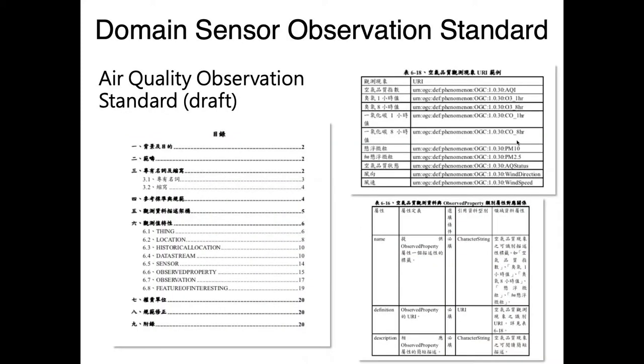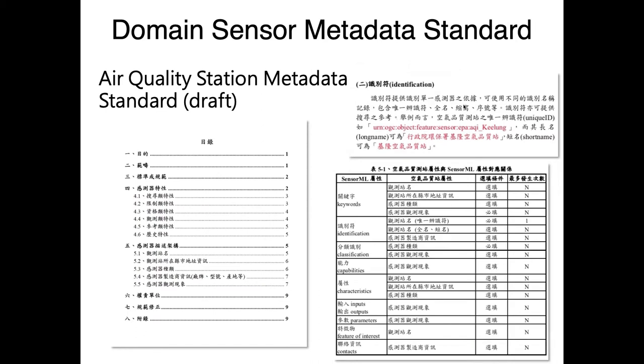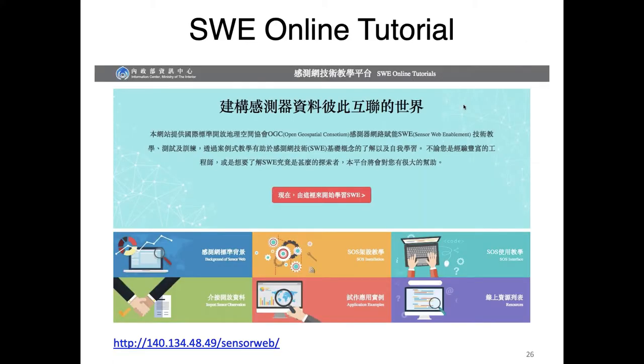Sure. Here is an example of a domain specific web standard, the air quality observation standard. We need to define, for example, if you are going to describe PM2.5, exactly what URN or URI to use, so that all the providers of air quality can follow and use the same syntax. For the user, it will be easier to integrate those data together. Correspondingly, we have the sensor station standard, and this one is still using SensorML as the standard. So this is the online tutorial.